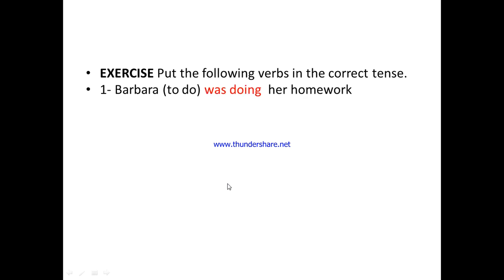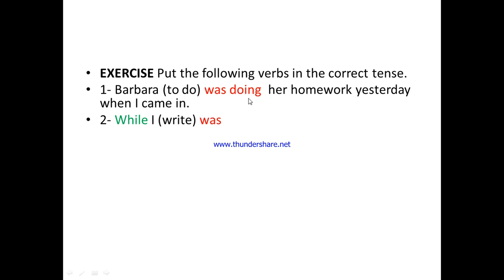Okay. So we have an exercise. The first one: Barbara to do her homework yesterday when I came in. Here we have two actions. When I came in, before that, Barbara was doing her homework. Here there is continuity in the past. In French we say elle était en train de faire ses devoirs. So she was doing her homework yesterday when I came in. This action, my arrival, interrupted her homework. So Barbara was doing her homework yesterday when I came in. Here we have was in the past plus verb plus ing.